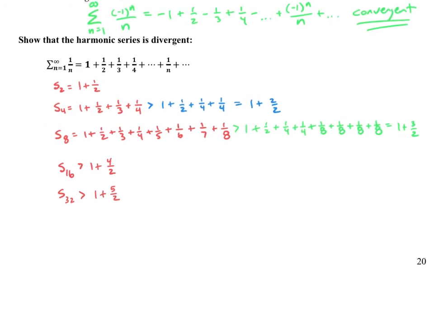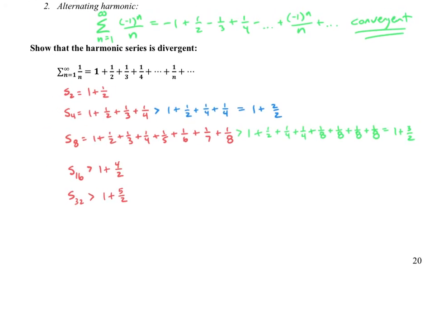Now, the particular pattern that's forming, I'll write it over here on the left, is that in this particular partial sum, we have 2 to the first as a representative of the partial sum. This is the fourth partial sum, which is really 2 squared. This is the eighth partial sum, which is 2 cubed.